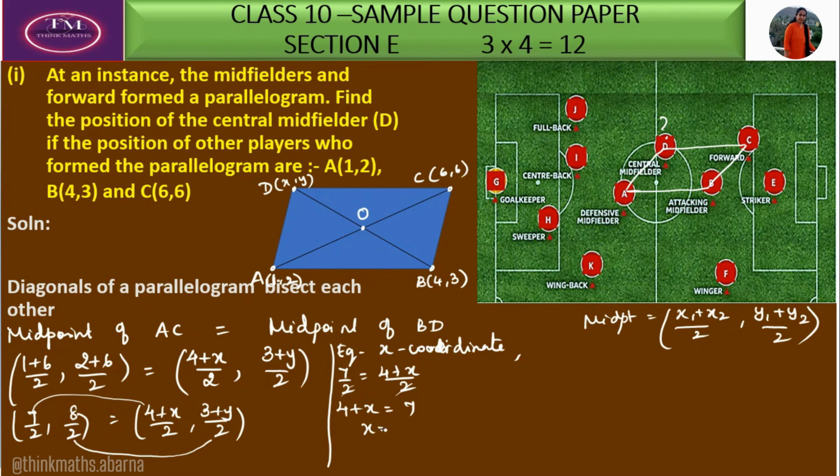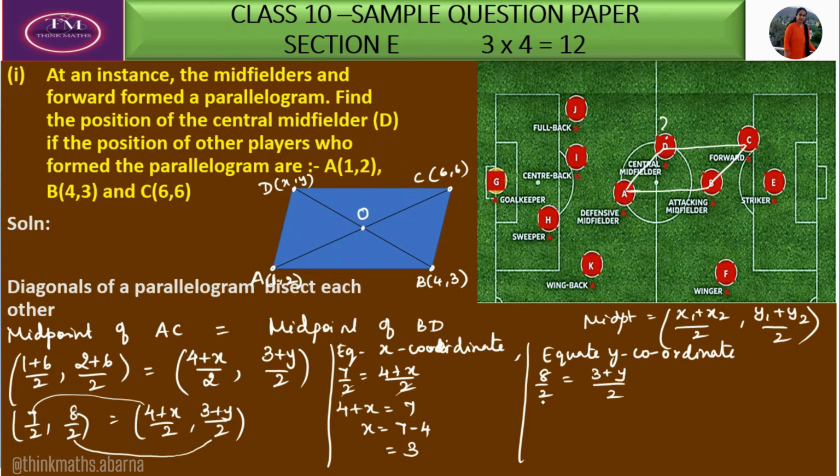So, x will be equal to 7 plus 4 will become minus 4, which is equal to 3. In the same way, if we equate the y coordinate, what are the y coordinates? 8 by 2 equal to 3 plus y by 2. So here I didn't cancel.